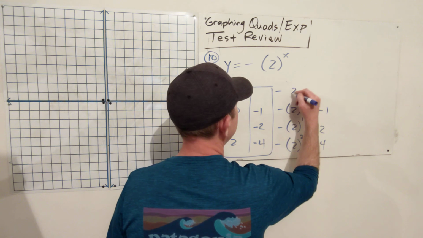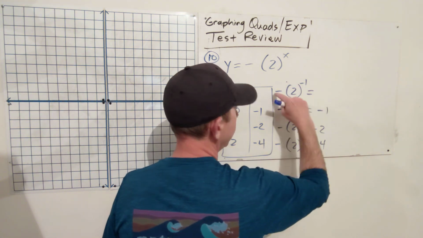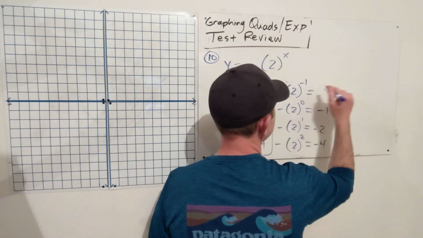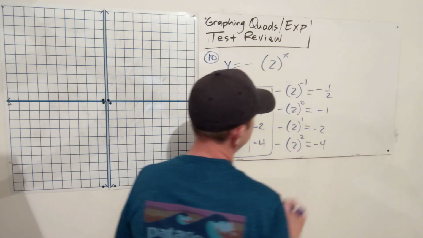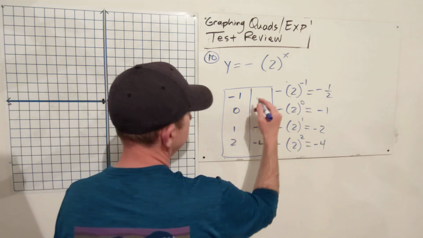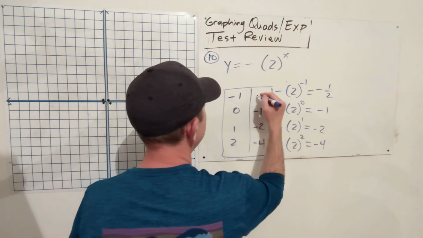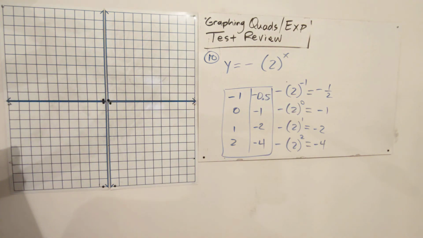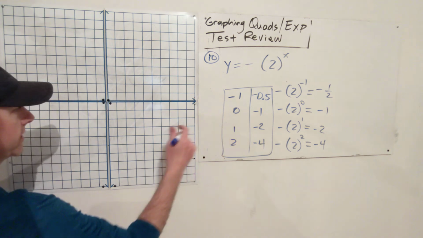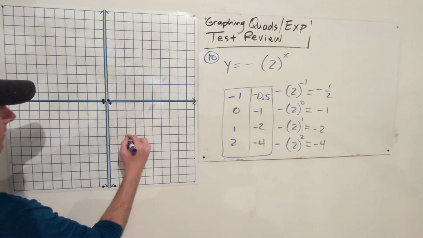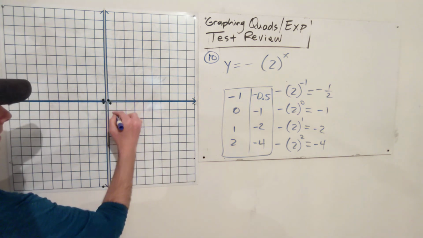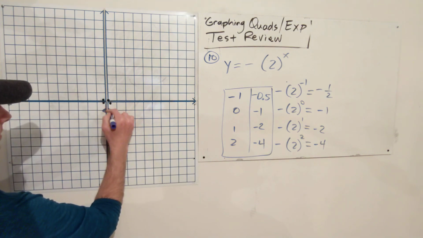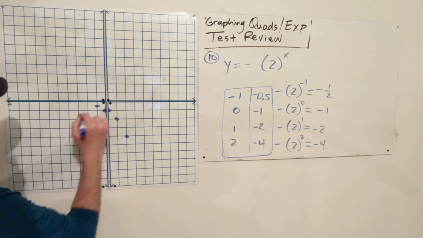And then -2 to the negative first power. It's not that the negative exponent gives us a positive. This part is going to become 1/2 and then a negative there. And again, if you had to type this in, for this part it doesn't matter because you're going to graph it, but that would be -0.5. So we've got to find which graph matches up with the table. So we've got 2, -4. We've got 1, -2. We have 0, -1, which is this point, and -1, -0.5.